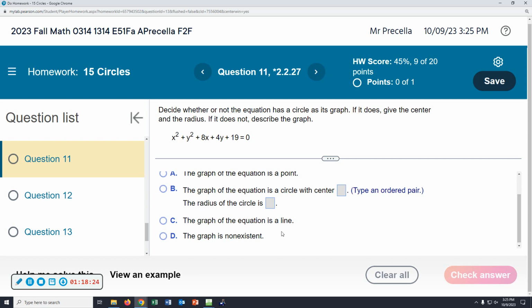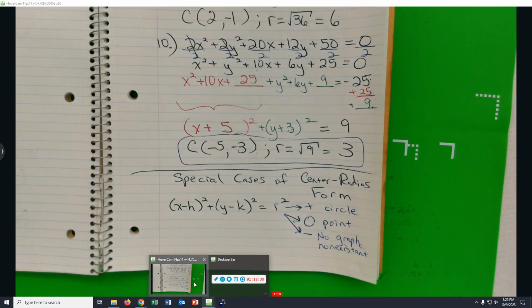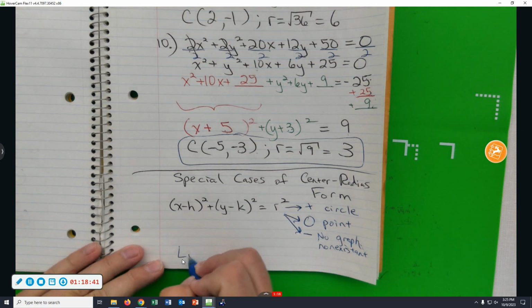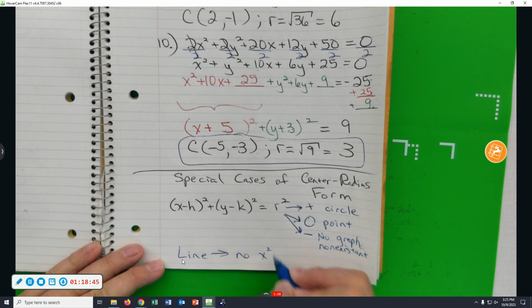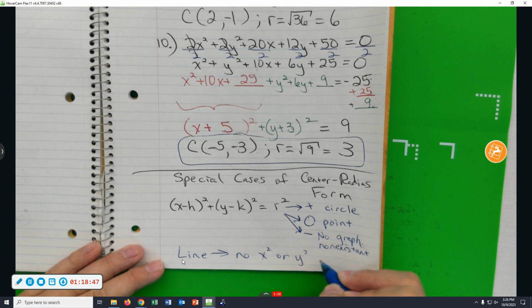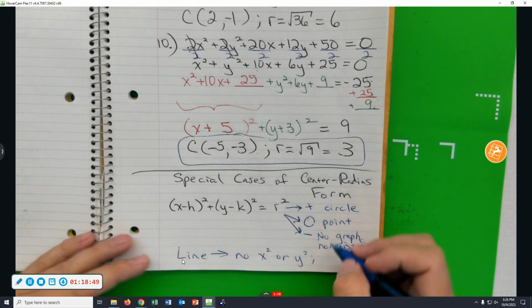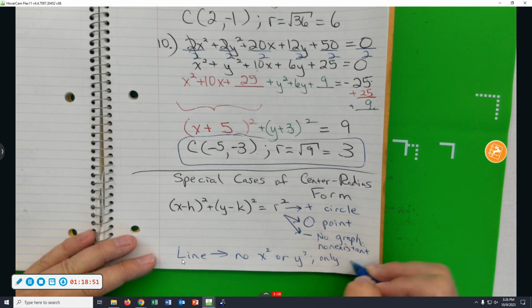The graph of the equation is a line. Do lines have x squares and y squares? You certainly shouldn't be choosing that. Make a note that a line has no x squared or y squared. Only x's and y's, as we saw in that previous homework assignment.